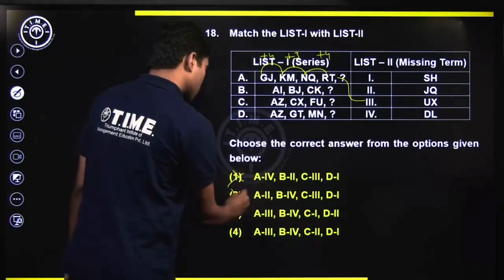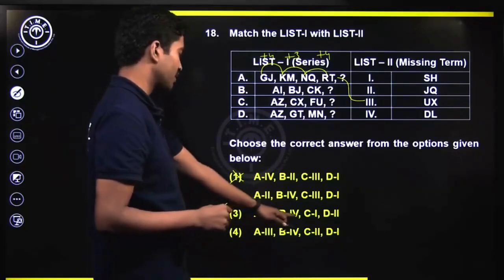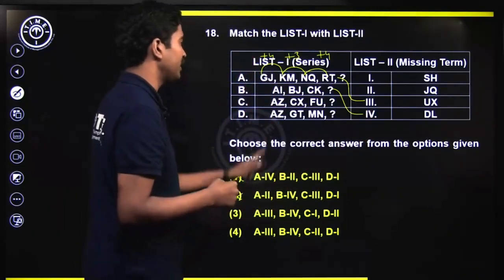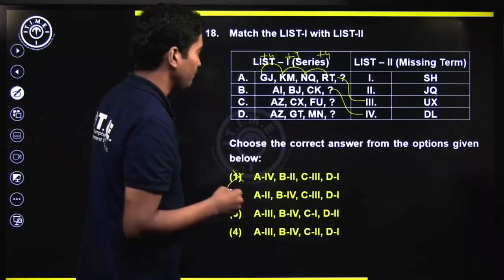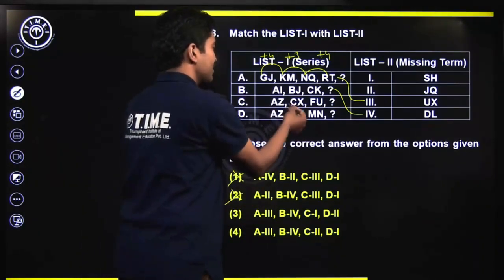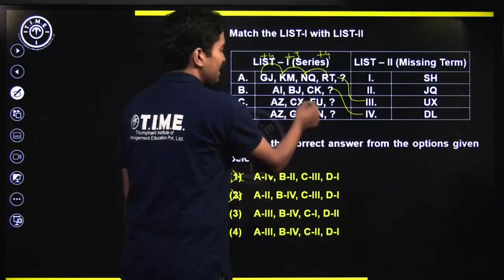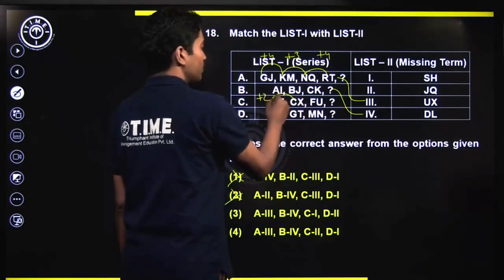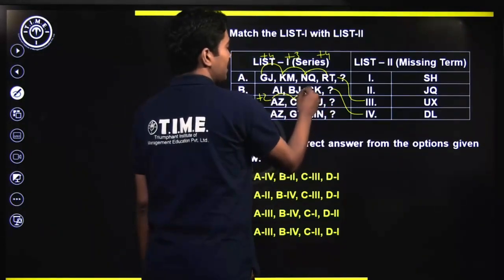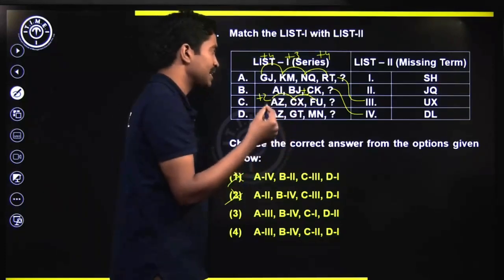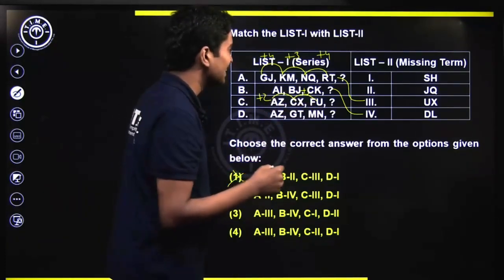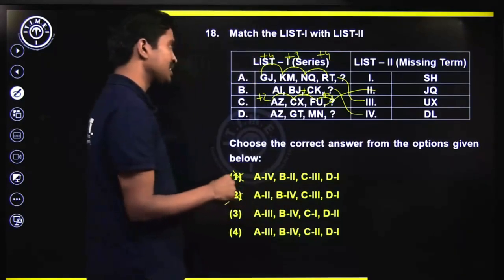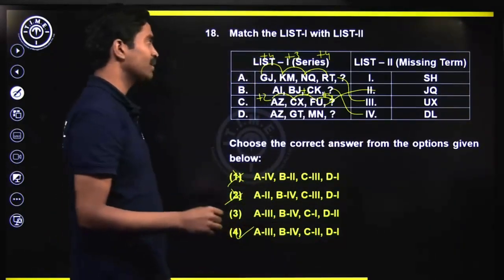A3 means option 1 is gone, option 2 is gone. Now A3, B4, right? B will be common to 4 in either case. We just need to see whether C goes to 1 or 2 now. What is this? A, Z, C, X, F, U. So A is 1, Z is 26, the sum is 27. Similarly, C is something, X is something, their sum is also 27. Alternately, A plus 2 gives me C, C plus 3 gives me F, F plus 4 gives me J, Q. So C should be 2 and D should be 1, right?